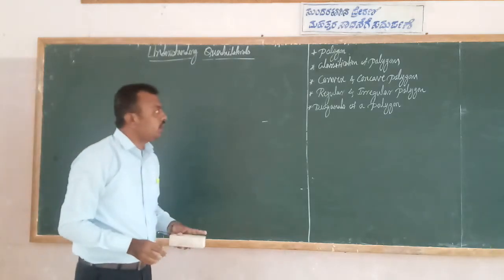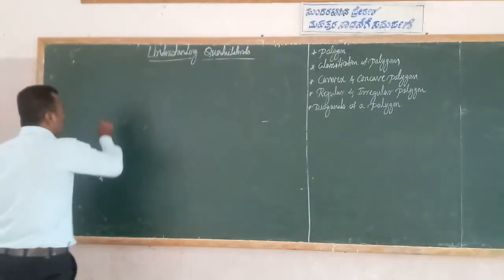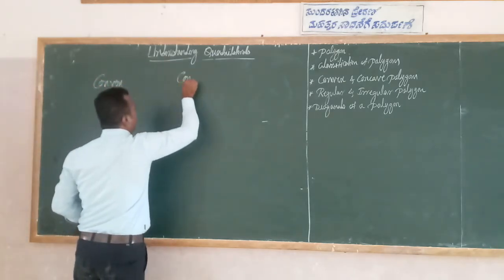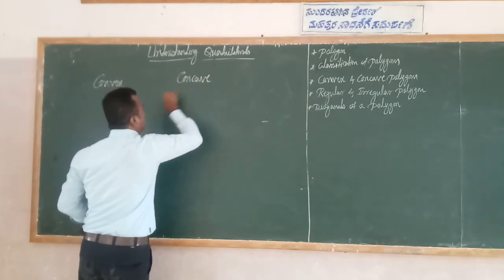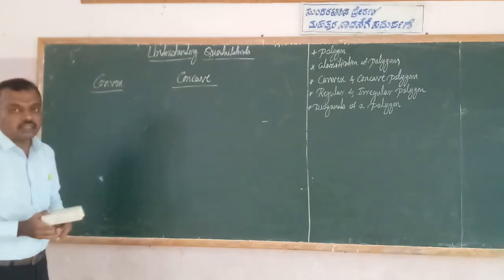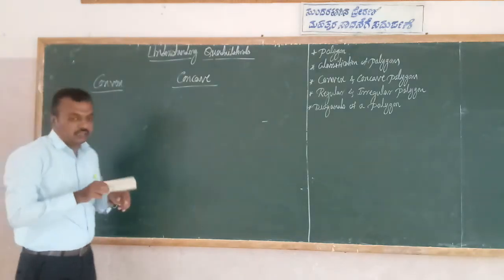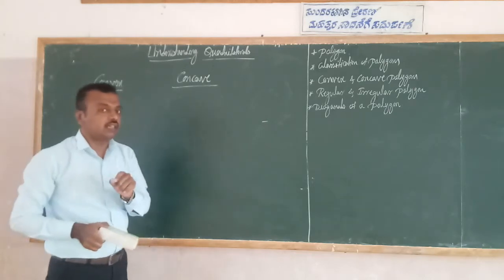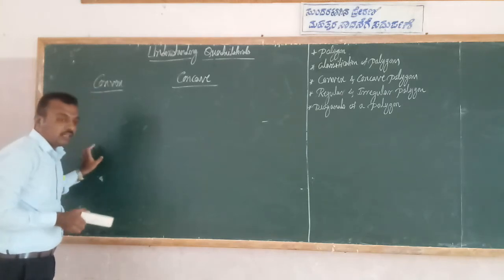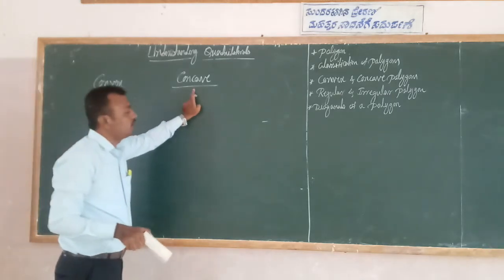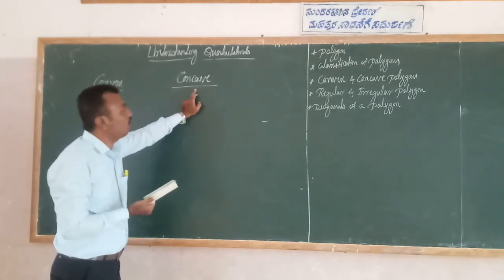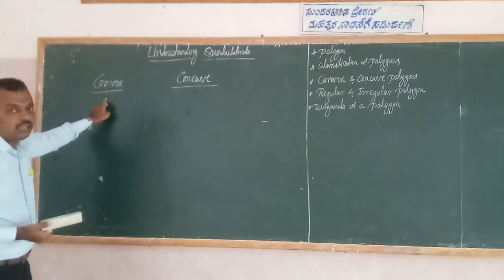Next one, convex and concave polygons. What do you mean by convex and concave? See students, convex and concave polygons are there. In this chapter, your textbook only discusses the convex quadrilateral. We cannot discuss concave in this chapter. But I will show how it looks in the form of concave polygons and convex polygons.